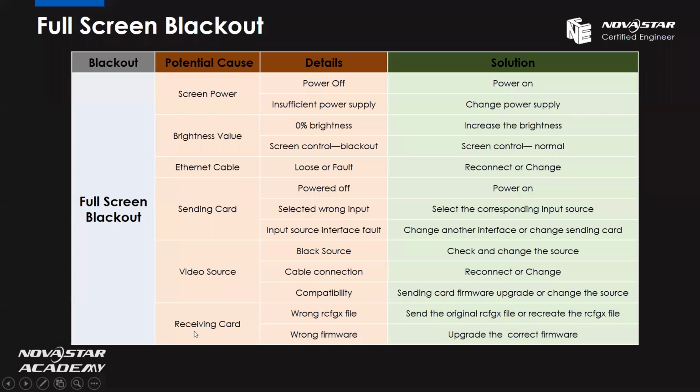Okay, the last one, we need to check the receiving card part. We need to check two things, the RCFGX file and the firmware program file. If there is something wrong with these two files, we need to send the original RCFG file or recreate the RCFGX file. And also we need to upgrade the correct firmware. Okay, after we got all these points, let's see the systematic method.